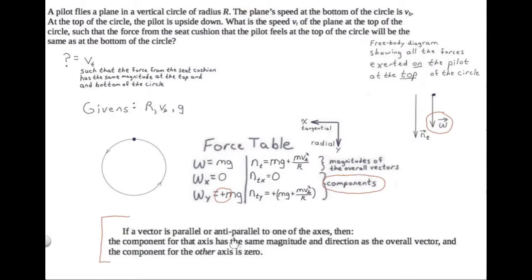We can use this rule to break both of the forces into components. The weight force points down, which is now our positive y direction. So W sub y is now positive. The normal force also points down, which is again our positive y direction. So N sub ty is positive. N sub ty has the same magnitude as the overall normal force, which we're representing with this expression. Include a plus sign in front of positive components.